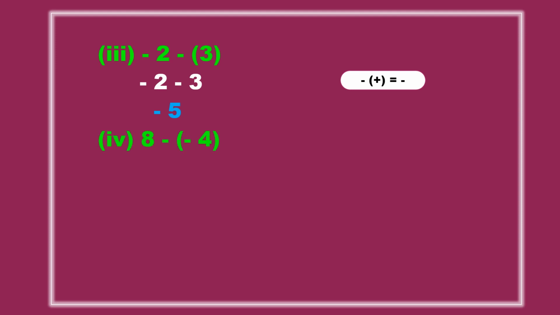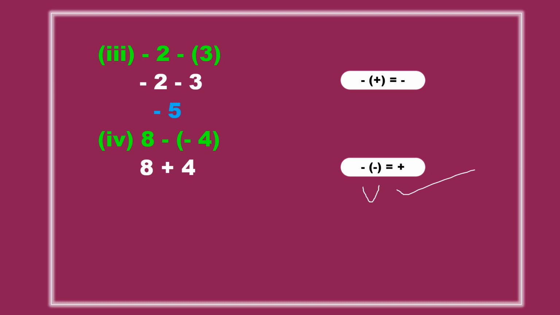8 minus of minus 4. Here we have brackets. So minus of minus means plus, because both are the same symbols. Same symbols multiplication gives plus. Let me remove the brackets. In the very first step, you should remove the brackets. So 8 plus 4, because minus into minus is plus. You should be perfect with the rules, then you can easily solve these integers problems.